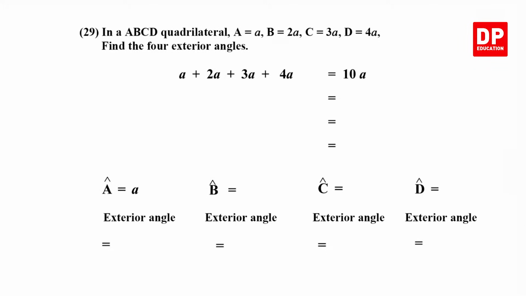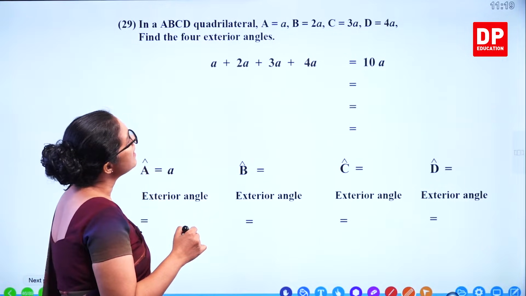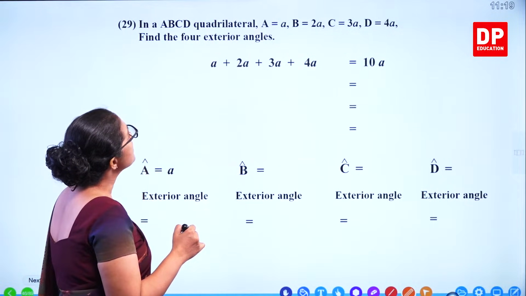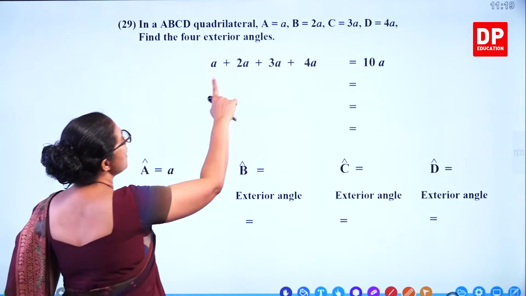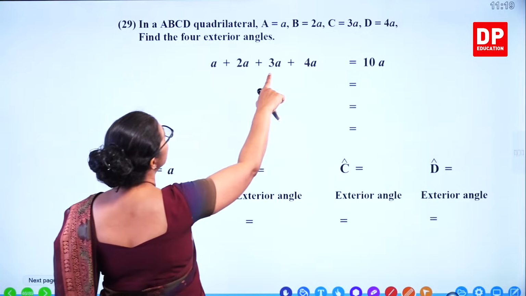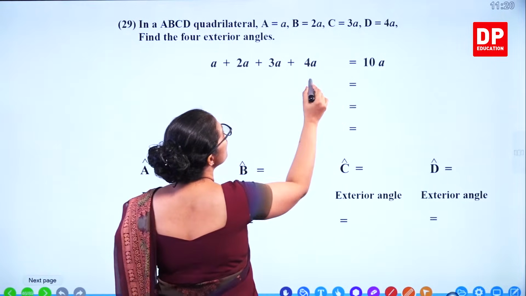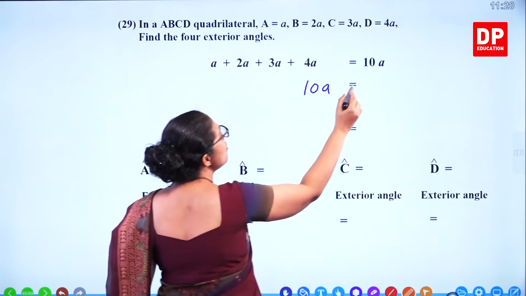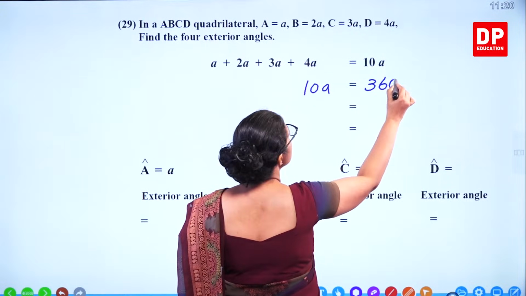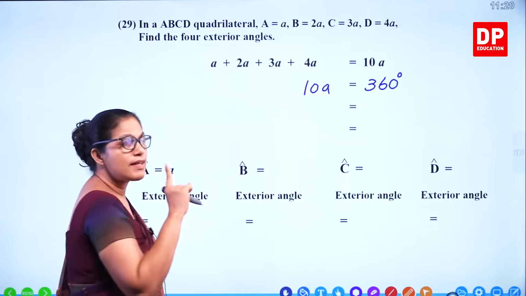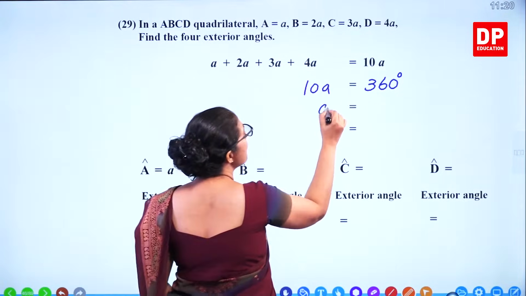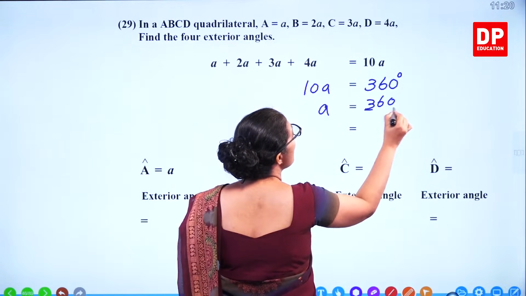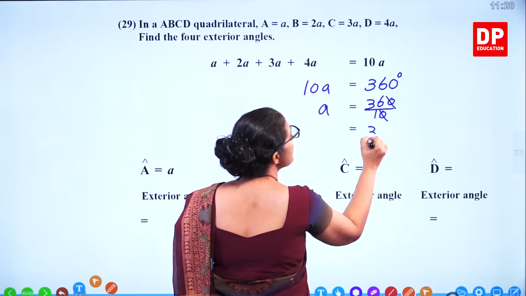In a quadrilateral ABCD, A is A, B is 2A, C is 3A, D is 4A. Find the 4 exterior angles. We know the sum: A plus 2A plus 3A plus 4A, that's 10A. So 10A is equal to 360 because all these are exterior angles. So what is A? 360 divided by 10, 36 degrees.